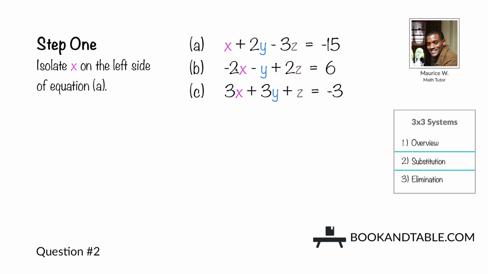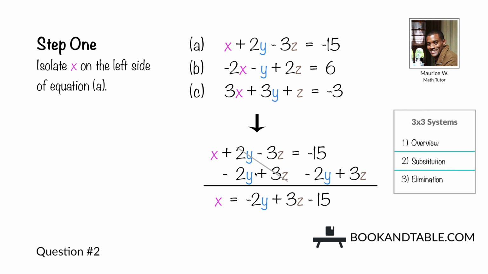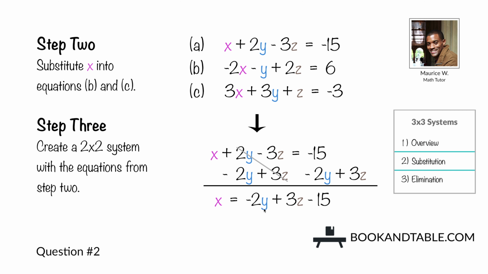So step 1, isolate x on the left side of equation A. To do so, we'll need to subtract 2y and add 3z to both sides, showing us that x is equal to negative 2y plus 3z minus 15. And now that we have the expression for x, we want to substitute x into equations B and C here and here, so that we can create a 2x2 system with variables y and z.